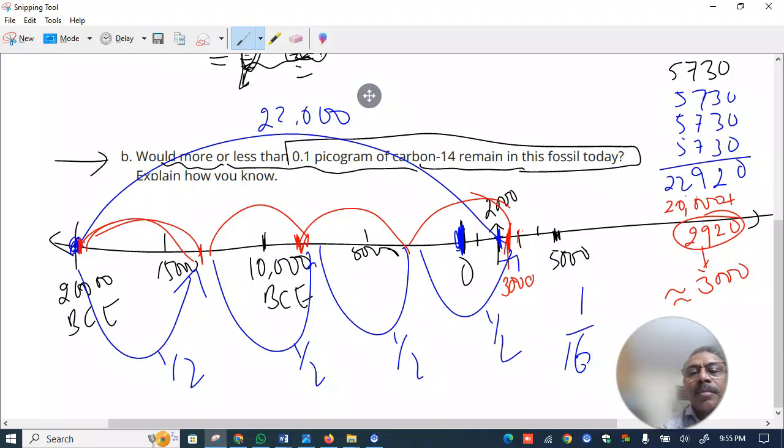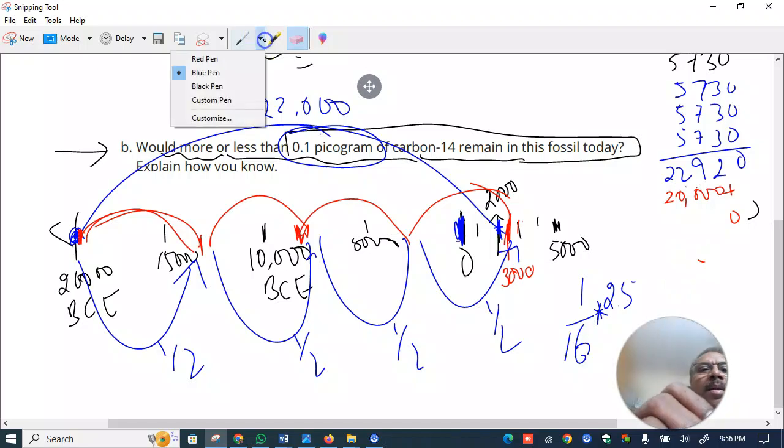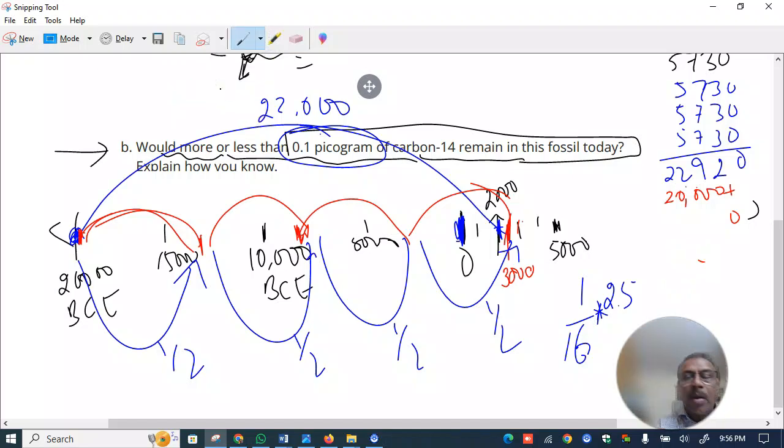We need to know, the question was, would it be more than or less than 0.1 picogram? So 1/16th of what there was in the beginning. You see, 2.5 picogram was the amount of carbon 14 in the fossil. If you do a little math there, you end up getting 0.156 picograms. Now, can you see this amount is greater than 0.1?